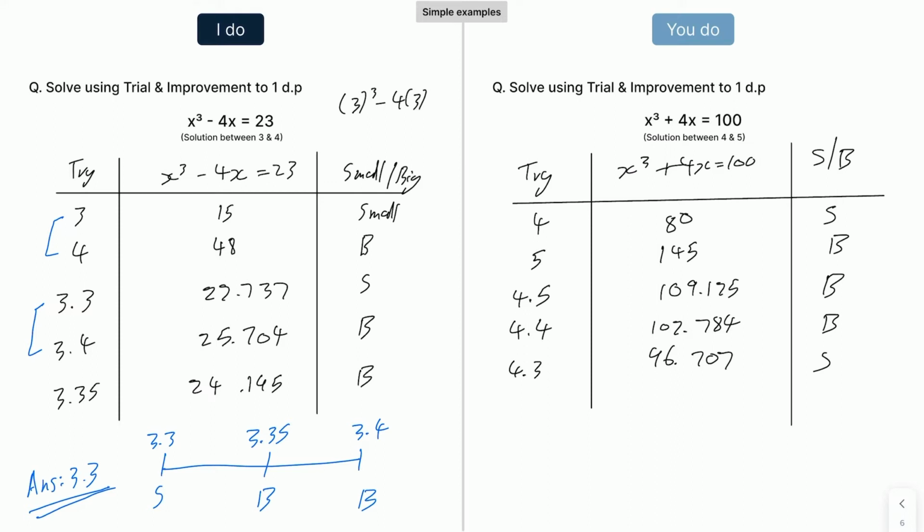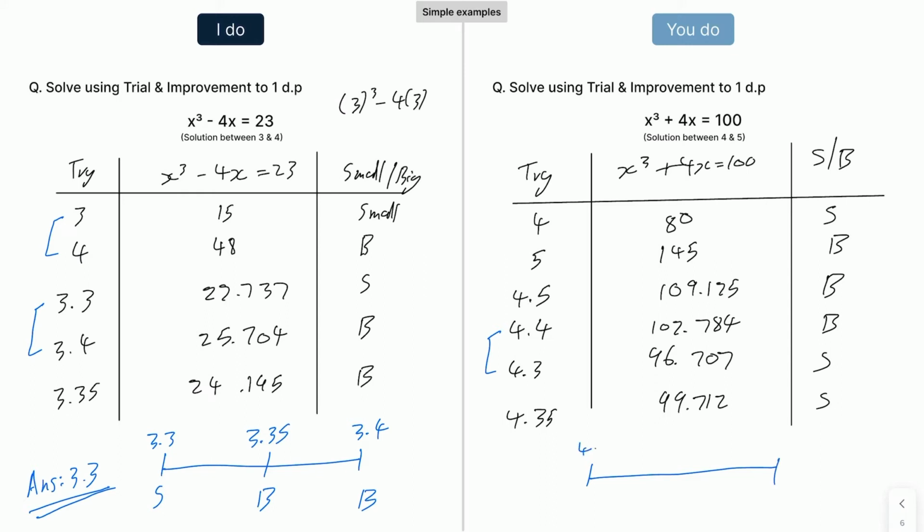So now we know that the answer is within this range. So then we go halfway between this range, and that's going to be 4.35. I sub that into my calculator, and I get 99.712, which is small. And finally, I draw this little line down here.